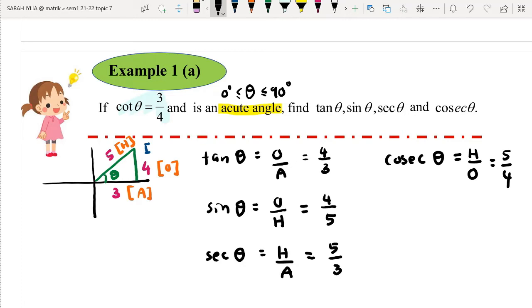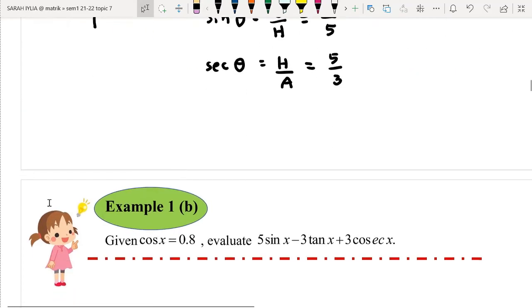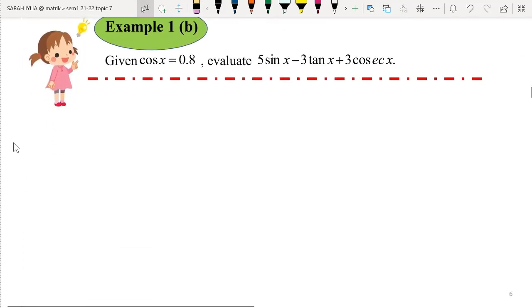So just make sure you construct a correct right angle triangle diagram based on the requirement of the question, then you will have no problem to find all basic ratios. Okay, kita proceed. Next one, example 1B. So, the same pattern, given that cos of x would be 0.8, evaluate 5 sin x minus 3 tangent x plus 3 cosecant x. So, from the first info itself, cos of x equal to 0.8. From here, we can transform this into right angle triangle once again.